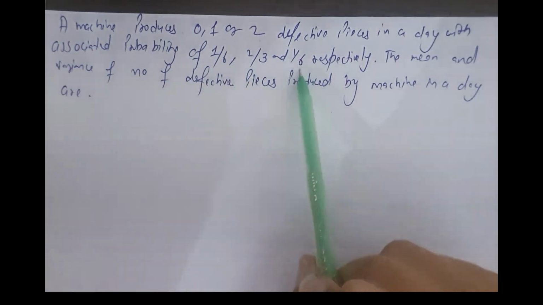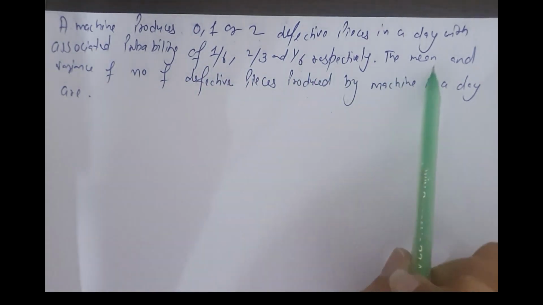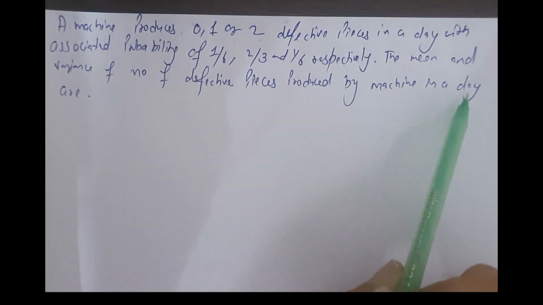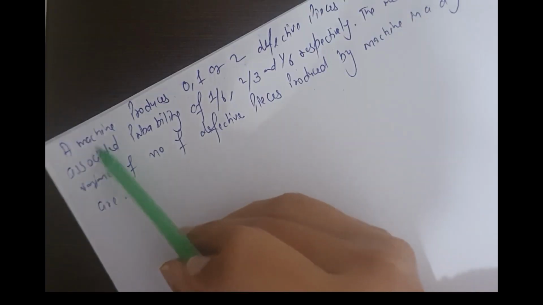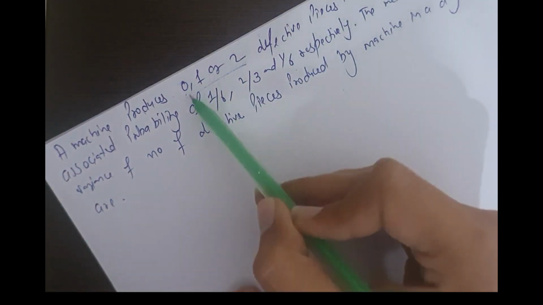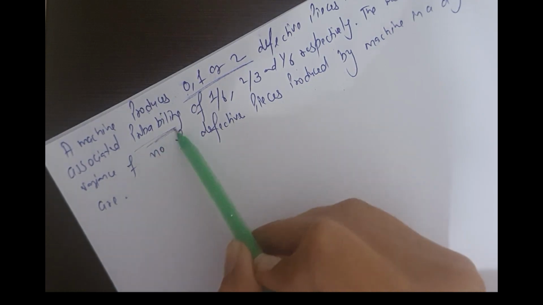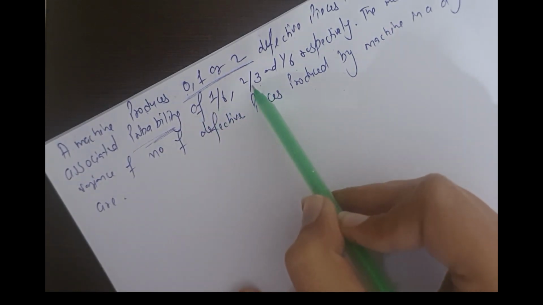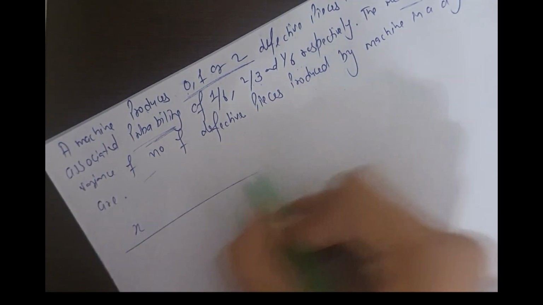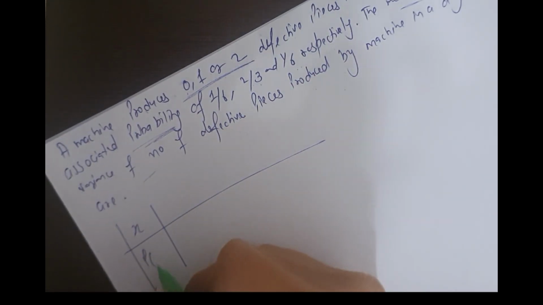A machine produces 0, 1 or 2 defective pieces in a day with associated probability of 1 by 6, 2 by 3 and 1 by 6 respectively. The mean and variance of the number of defective pieces produced by the machine in a day are. Here we are given that a machine produces 0, 1 and 2 defective pieces in a day. This is x and their probability is given, that is 1 by 6, 2 by 3 and 1 by 6. We have to find its mean and variance. I hope you can do it. Pause the video and do that.